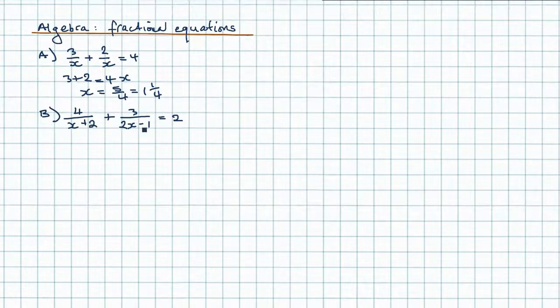So eventually we're going to have to solve this using our quadratic equation tools and techniques. But first of all, we've got to rationalize the denominators. How are we going to do that? By finding a common denominator. So our common denominator is going to be the product of these two. So you simply multiply these two together, and that's going to give you a common denominator of x plus 2 and 2x minus 1. So that's the first step.